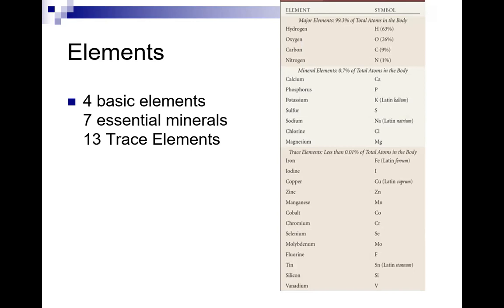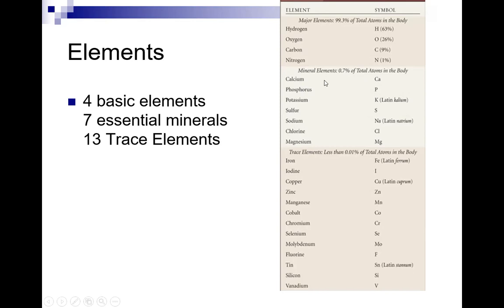Then we have mineral elements that are 0.7% of the total body. Have major elements, 99.3 total atoms in the body. Oh, I guess they're doing total atoms. So mineral elements are going to be things that you need: calcium, phosphorus, potassium, sulfur, sodium, chlorine, magnesium.